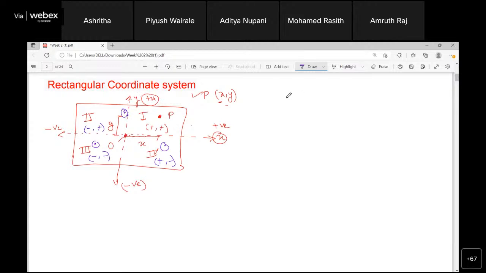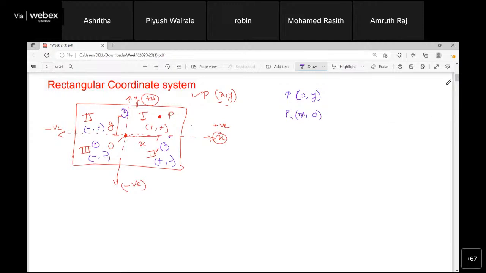And the coordinates of this point P will be 0 comma y. Y can be anything, right? So the x coordinate is 0 here. Similarly, when my point lies on the x-axis, it will be x comma 0, so the y coordinate will be 0. So again, this is a simple coordinate system.